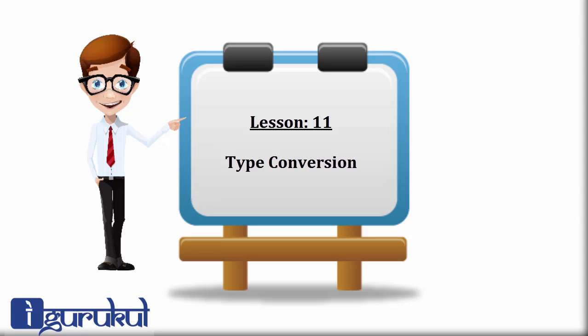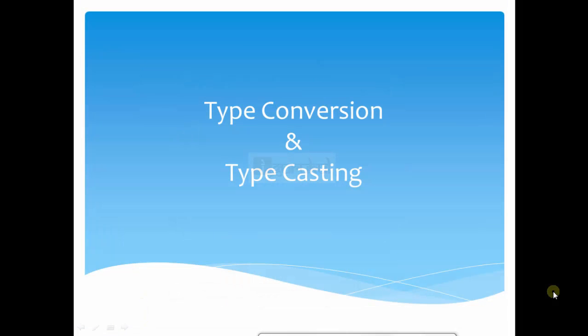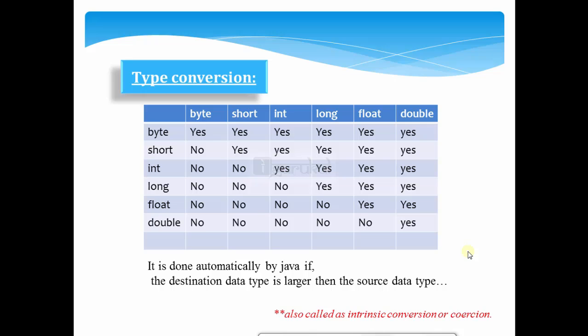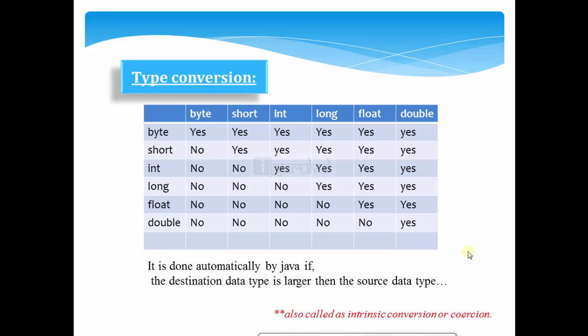Hello everyone. In this tutorial, we will learn about type conversion and typecasting. And by type conversion and typecasting, I mean data type conversion and data type casting. So first of all, the question is, what is type conversion? Type conversion is done automatically by Java, that is intrinsic, or we can say implicitly done. That means where the destination data type is larger than the source data type.